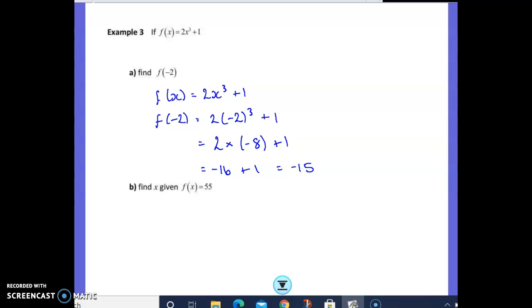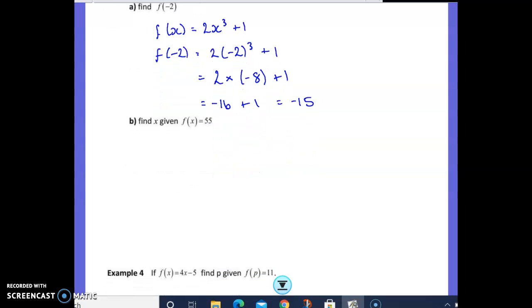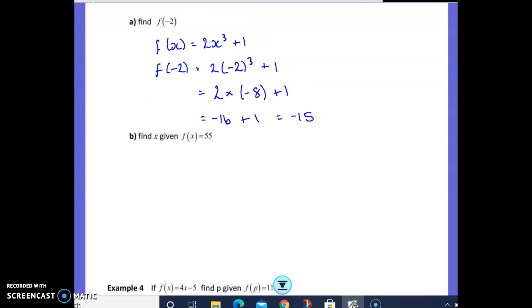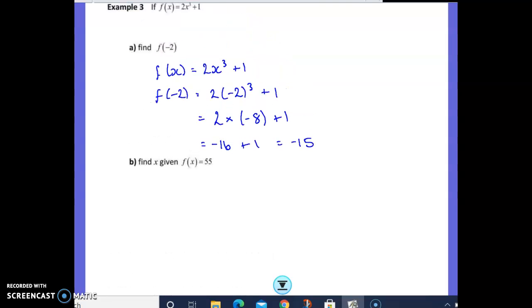Okay, different question for part B. This time we're told that f of x equals 55 and we need to find x. So f of x is still this function 2x cubed plus 1, but we know that 2x cubed plus 1 is equal to 55, because f of x is equal to 55. Solving it from here, take my 1 to the other side, it's a plus 1 so it becomes a minus 1, so that'll be 54.